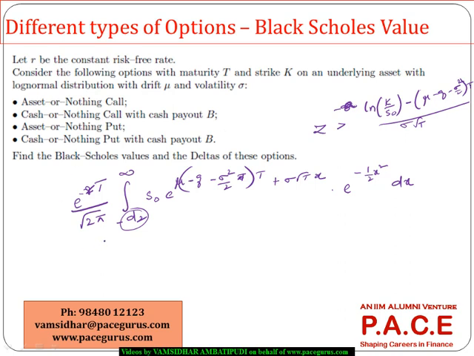So I would have integrated that z completely from log k by s naught minus of mu minus q minus sigma squared by 2 times t divided by sigma root t, right? So from this to this, I am integrating this part. So let's see what is coming out.